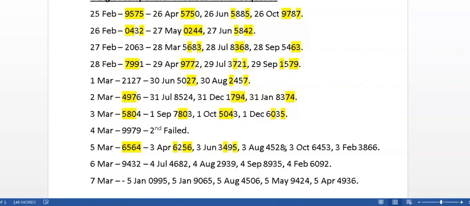They have started repeating. If you see 6 and 3, 6 and 3 came in the month of July and then came in the month of September. 791 came in the month of April, then came in the month of July, then came in September, and after September it has come now.